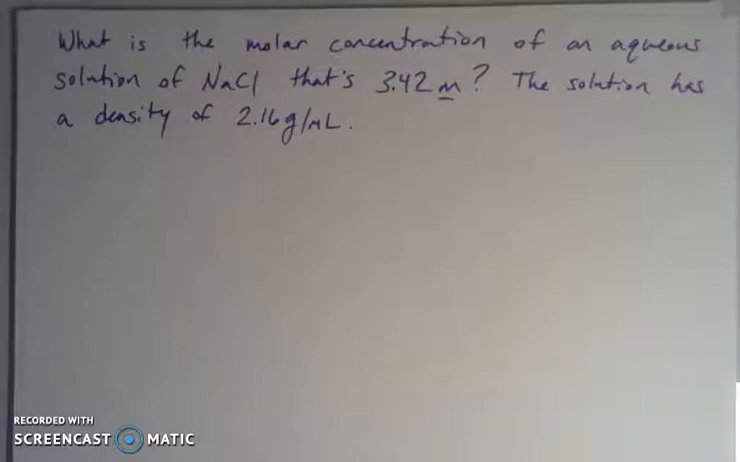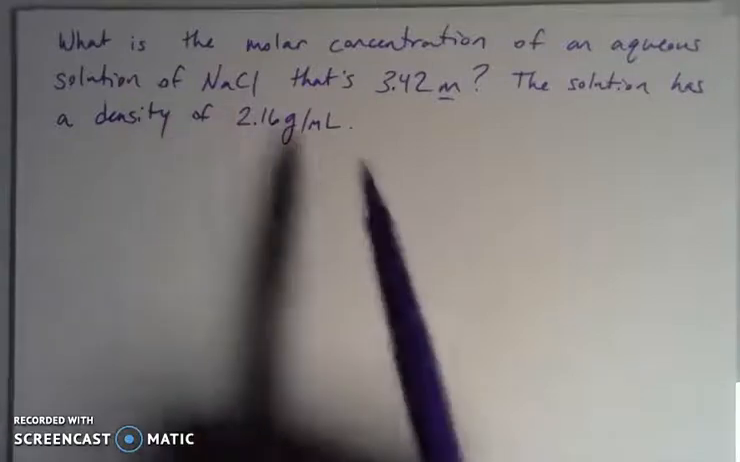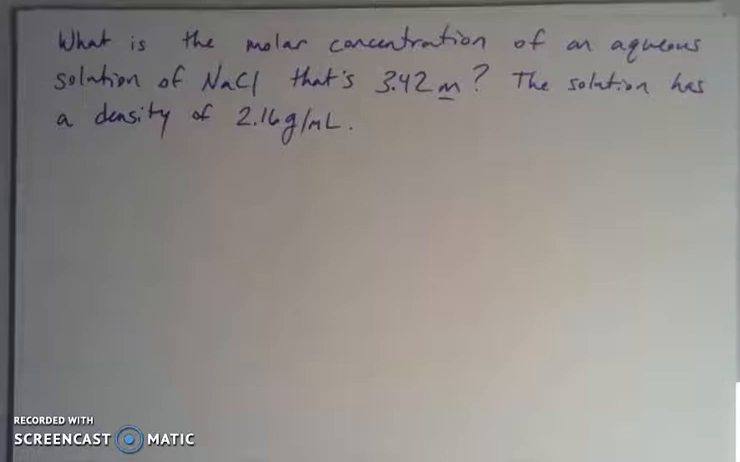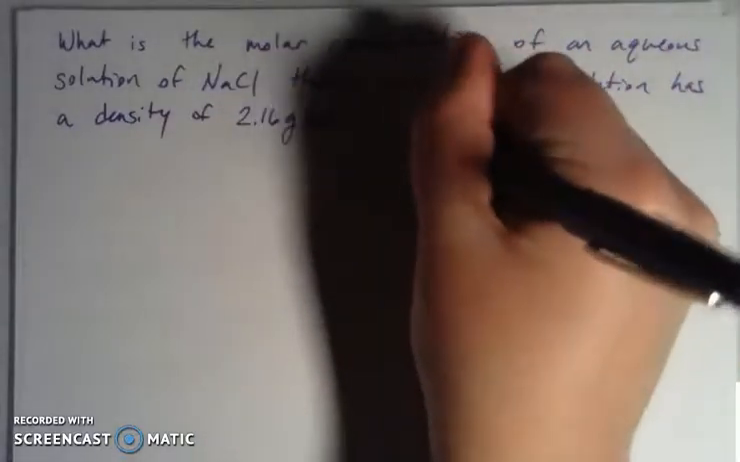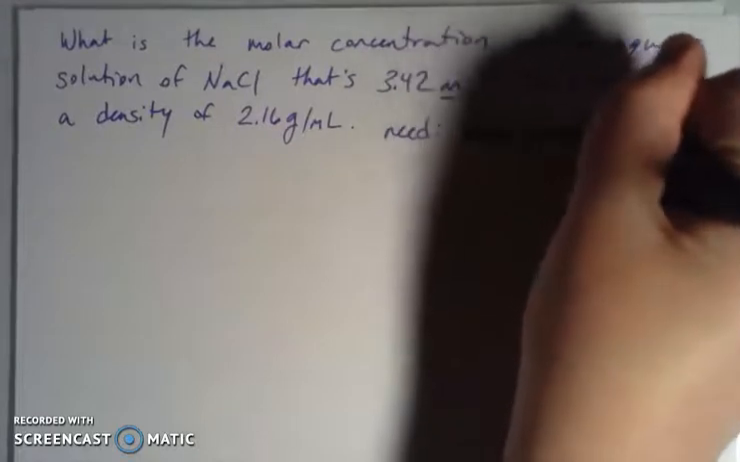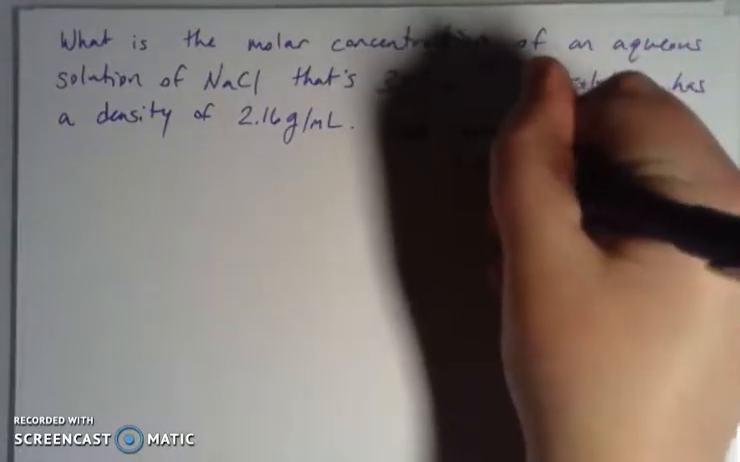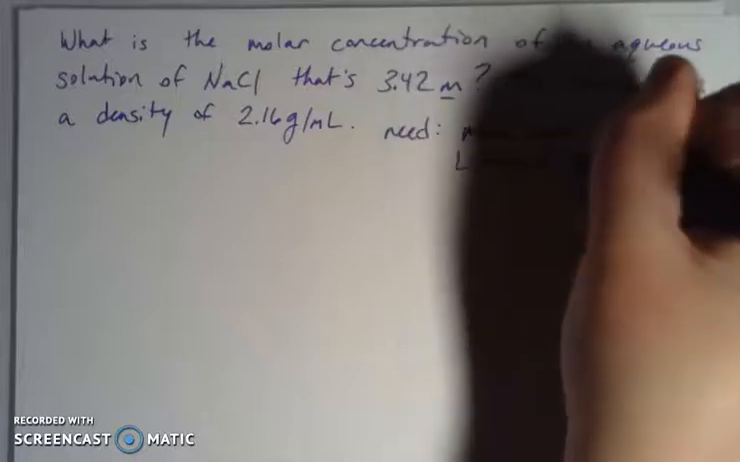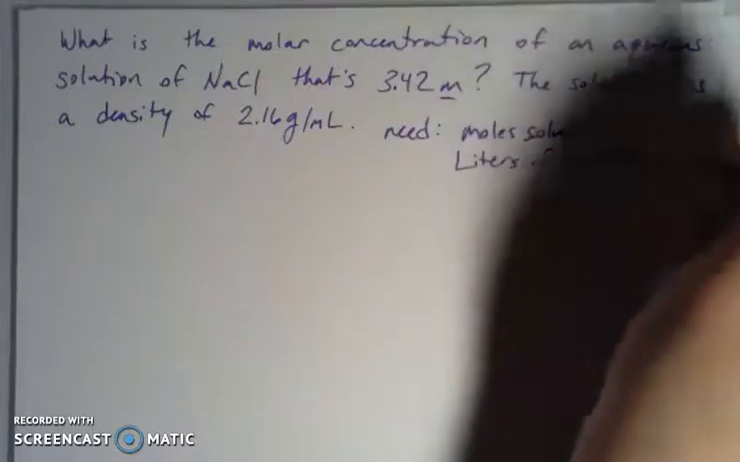So there's a couple different ways that you can do this. The first way that I kind of like to start off is to figure out the mass of the solution first, because if I can get the mass of the solution, then I can use the density to get to the liters of the solution, right? Because what we need is moles of solute, and we need liters of solution. That's what we need in order to get to molarity.